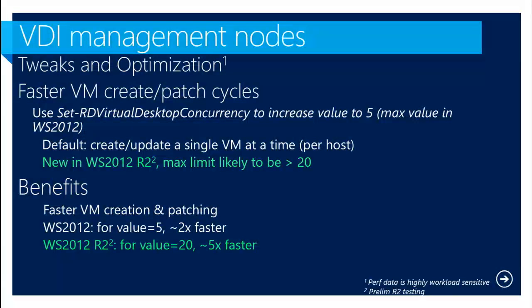In 2012 R2, we're trying to improve on that, and we tested just last week, if the limit is set to 20, we'll get a 5x, 6x type performance. So provisioning that took 4 hours would complete in less than 1 hour.